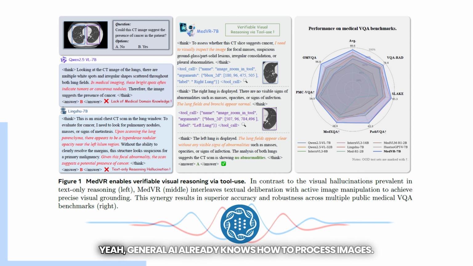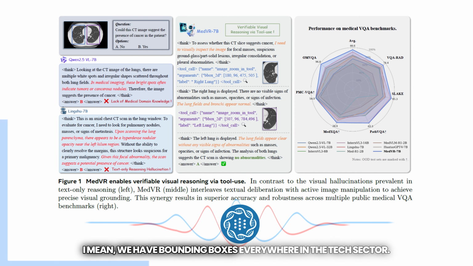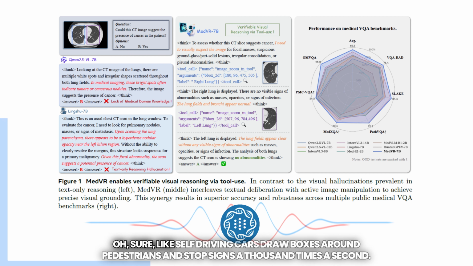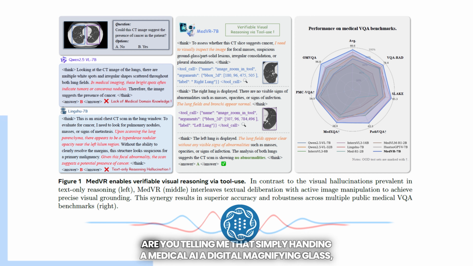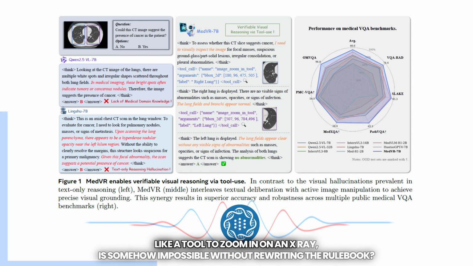Wait, hold on, though. General AI already knows how to process images. I mean, we have bounding boxes everywhere in the tech sector. Like, self-driving cars draw boxes around pedestrians and stop signs 1,000 times a second. Are you telling me that simply handing a medical AI a digital magnifying glass, like a tool to zoom in on an X-ray, is somehow impossible without rewriting the rulebook?